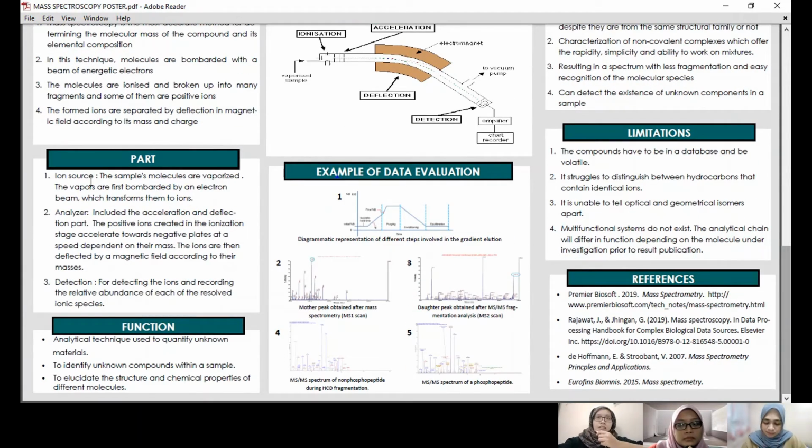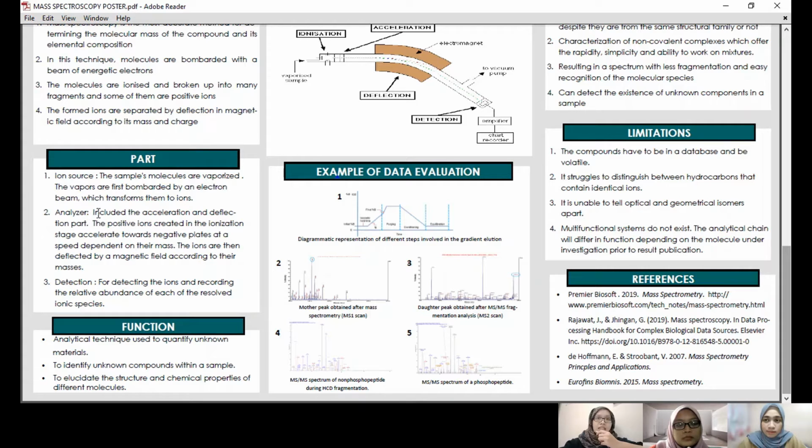Proceed to my part. There are 3 parts of the mass spectroscopy that we need to know, which are the ion source, analyzer, and finally the detection system. The ion source is where the sample molecules are vaporized. The vapor is first bombarded by an electron beam, and is then transformed into ions.